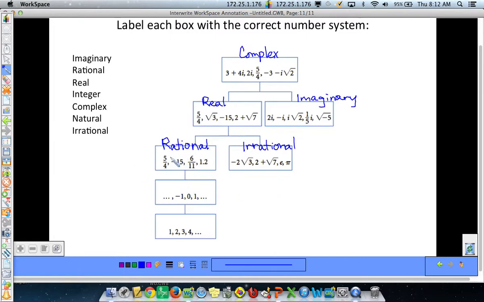And then a more specific kind of rational number are these numbers that don't have decimals. The numbers on the number line, those are called integers. And then if you're just talking about positive numbers, those are our natural numbers, our counting numbers. So natural numbers would be considered integers, rational numbers, real numbers, and complex numbers, everything above it in the tree diagram.